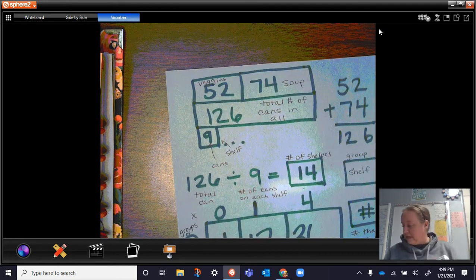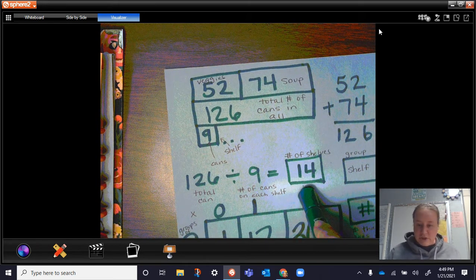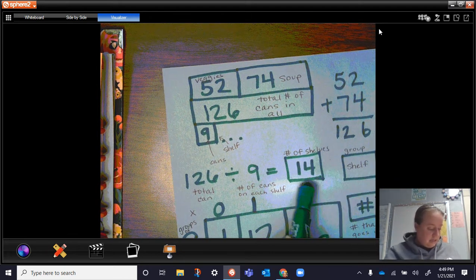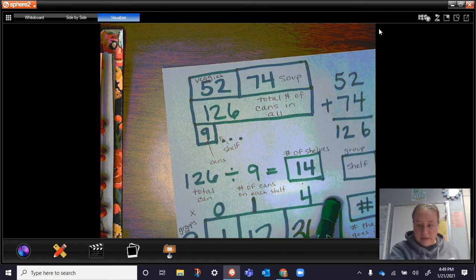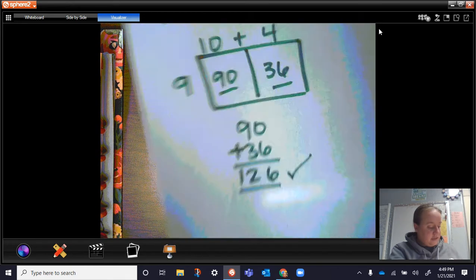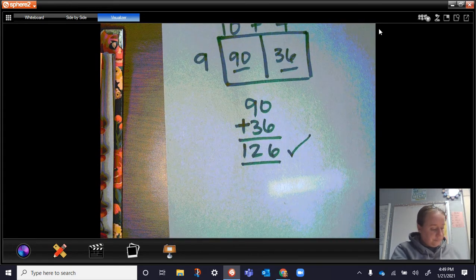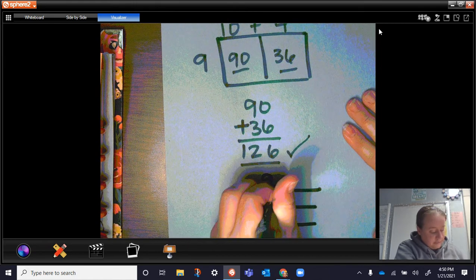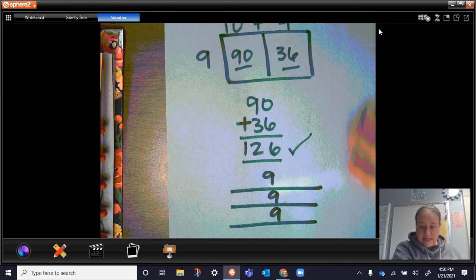So when it says how many shelves do they need, we need 14 shelves to fit all 126 of those total cans that we started with. And the reason I know that I need 14 is there were no remainders. They all fit perfectly on a shelf. So on every single one of my shelves, all 14 shelves, each one was able to have 9 cans.